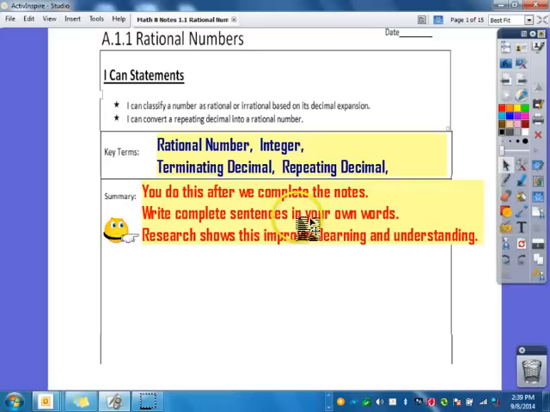Now for those of you in Avid, the summary part is something you do after we take notes, and you come back here to write complete sentences in your own words. This is something that the Avid kids do. This is something that we all do every once in a while in class as a class together to talk about what we've learned in our notes. Okay, next page.